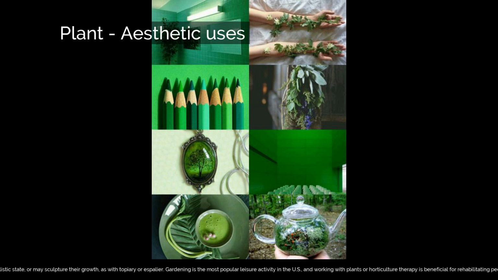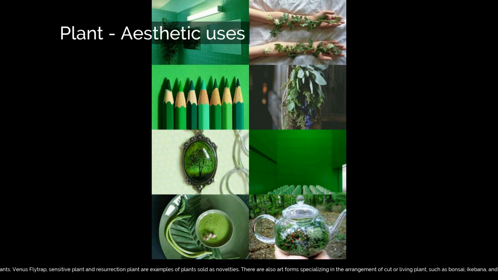Gardening is the most popular leisure activity in the U.S., and working with plants, or horticultural therapy, is beneficial for rehabilitating people with disabilities. Plants may also be grown or kept indoors as houseplants, or in specialized buildings such as greenhouses that are designed for the care and cultivation of living plants. Venus flytrap, sensitive plant and resurrection plant are examples of plants sold as novelties.